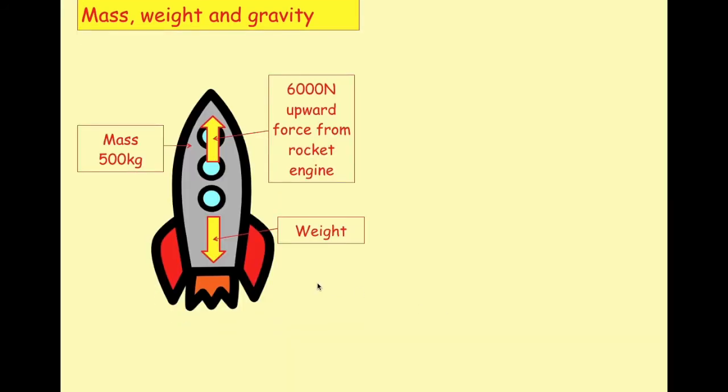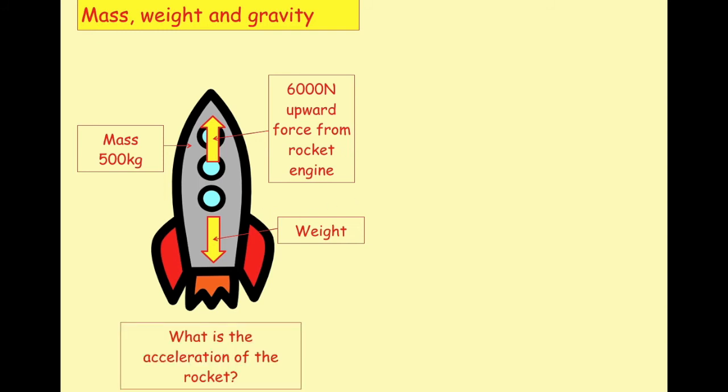Here we have another example to understand the weight. So the mass of the rocket here is 500 kilogram and there is 6,000 Newton upward force from the rocket engine. So upward force is 6,000 Newton. And what is the weight? Mass is 500 kilogram times acceleration due to gravity.